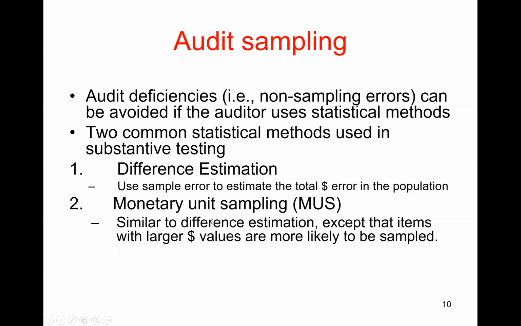So the basic idea of monetary unit sampling is quite similar to difference estimation, as you'll see when we go through it. But the key difference is that items with larger dollar values are more likely to be sampled, right? So each item in the population doesn't have an equal chance of being sampled in monetary unit sampling. In difference estimation, it does, because with difference estimation, you just draw the sample at random.